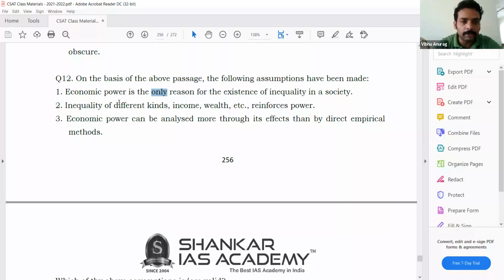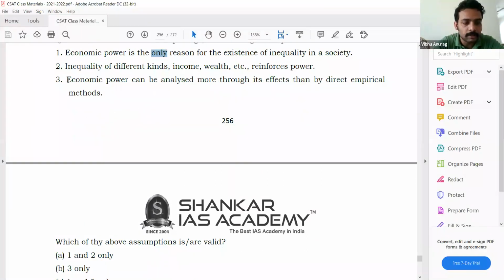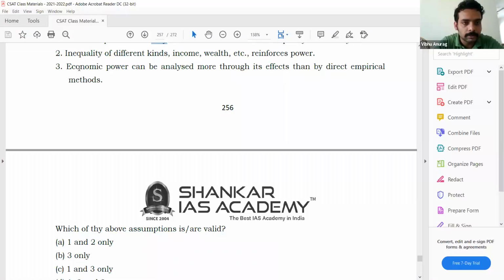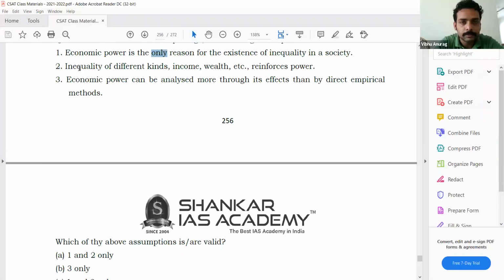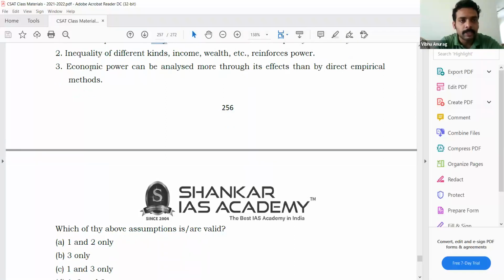Second one, inequality of different kinds, that is income, wealth, etc. reinforces power. Reinforce means strengthen. We don't know that. We know that power leads to inequality, but we don't know whether inequality further strengthens power based on the passage. Then the third one, economic power can be analyzed more through its effects than by direct empirical methods. Empirical means based on observation.